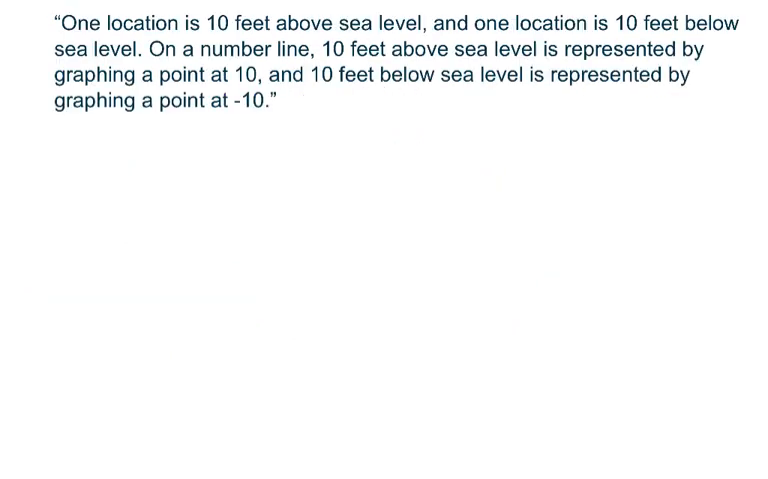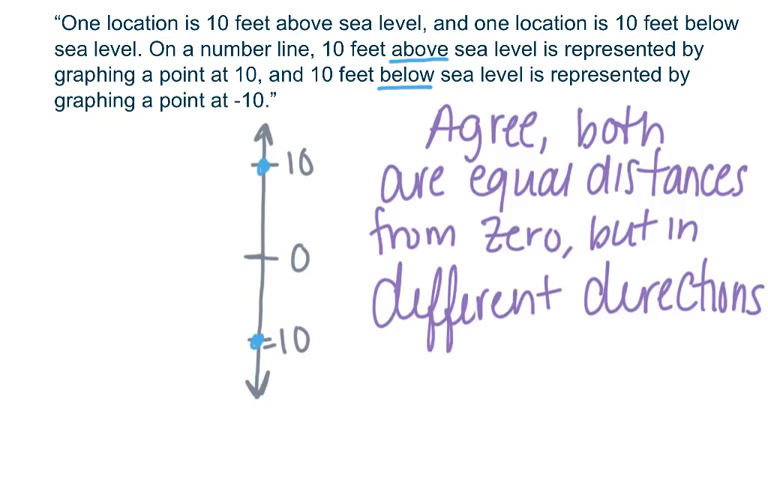One location is 10 feet above sea level and one location is 10 feet below sea level. On a number line, 10 feet above sea level is represented by graphing a point at 10, and 10 feet below 0 is represented by graphing a point at -10. I chose to use a vertical number line because it used the words above and below, so that's a good indicator that it is going to be on a vertical number line. And I have plotted our points of 10 and -10, and we can see that this person is correct. So we agree, both are equal distances from 0, but in different directions.